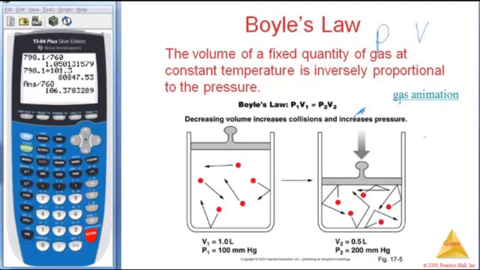And what we know is that if I have a gas and I compress it, so I have the same number of particles moving at the same speed, they're going to make more collisions with the side of the container, and if they make more collisions, the pressure will go up. So as volume goes up, pressure goes down, or as volume goes down, pressure goes up, as we would expect.